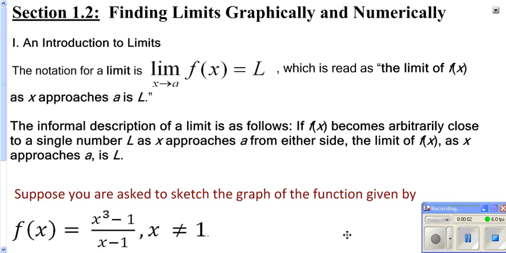We're going to go ahead and take a look at finding limits. We're going to look at a graphical approach to finding limits and a numeric approach. And then we will be looking at a symbolic approach.